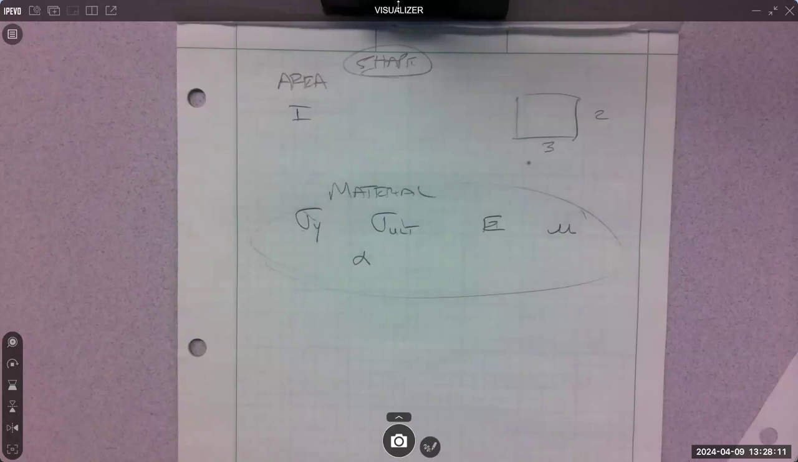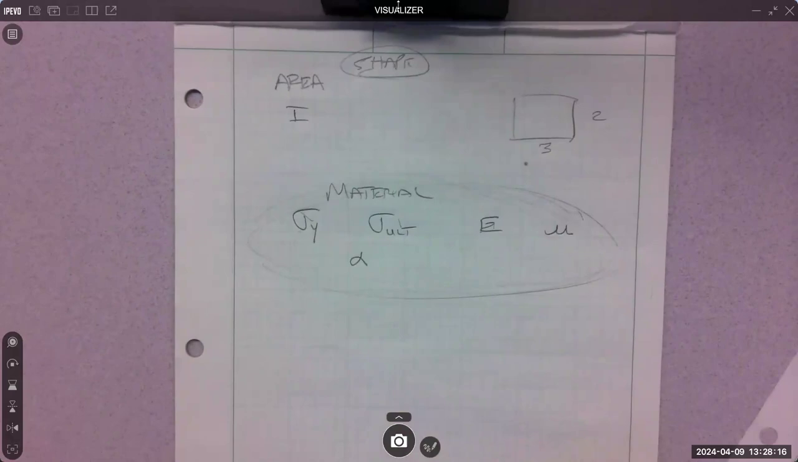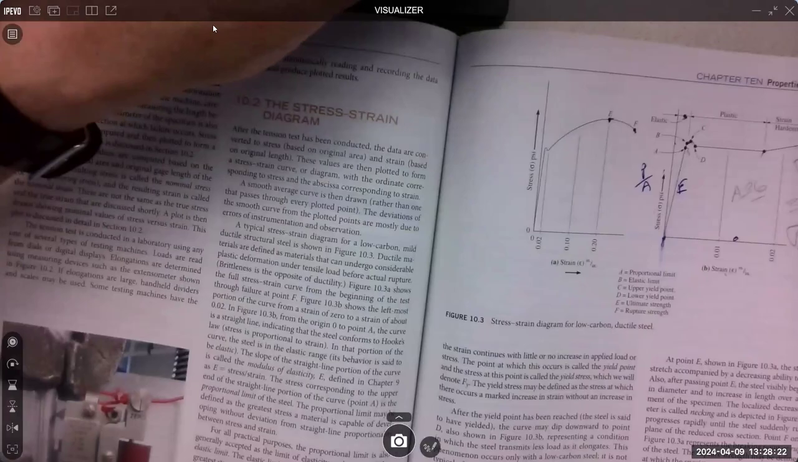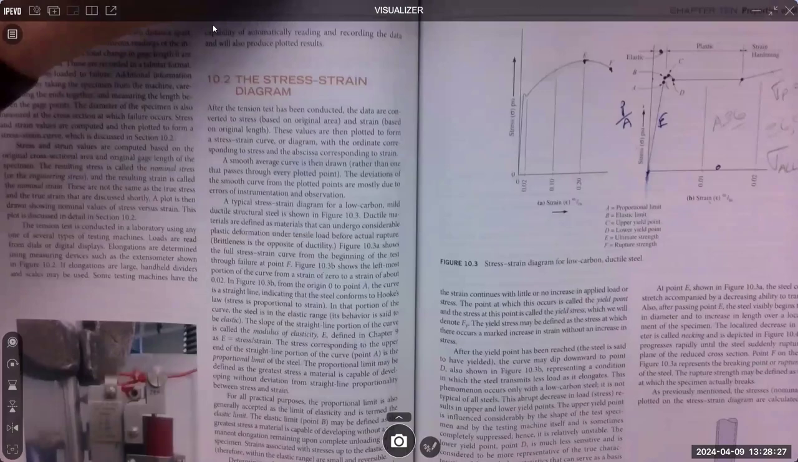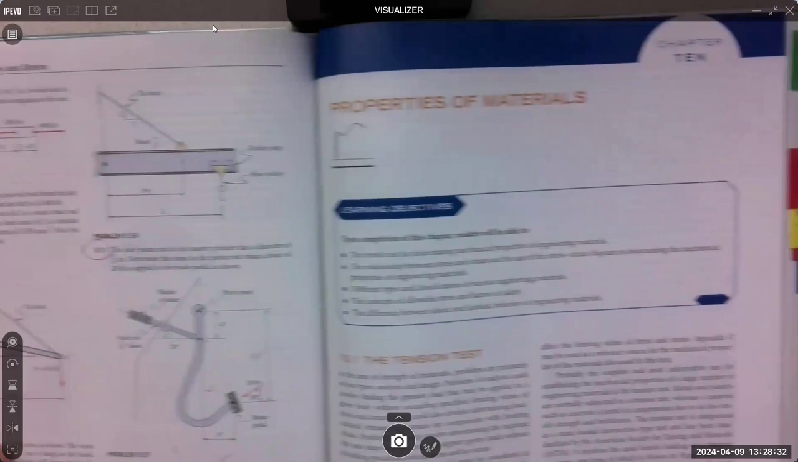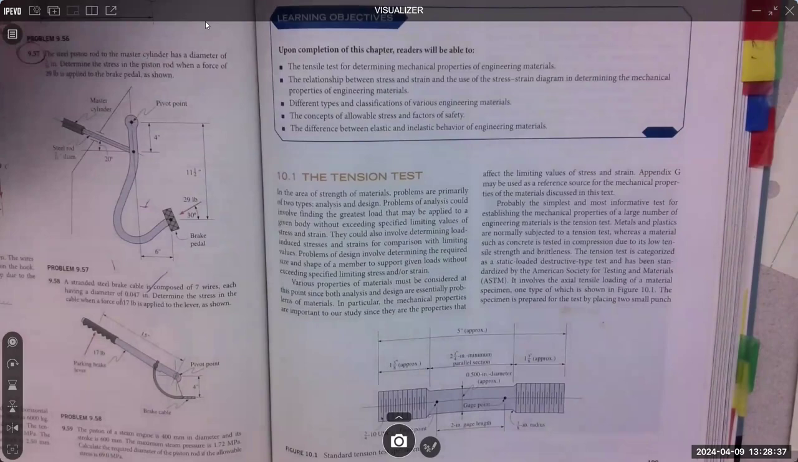All right, how do we get all this? We get it through testing. Chapter 10 is all about that. It's kind of a thick chapter for this class. We are all into calculating everything, and this chapter is really just reading. A lot of reading in this chapter, so I encourage you to read through it. There is good information. It starts with the tensile test.